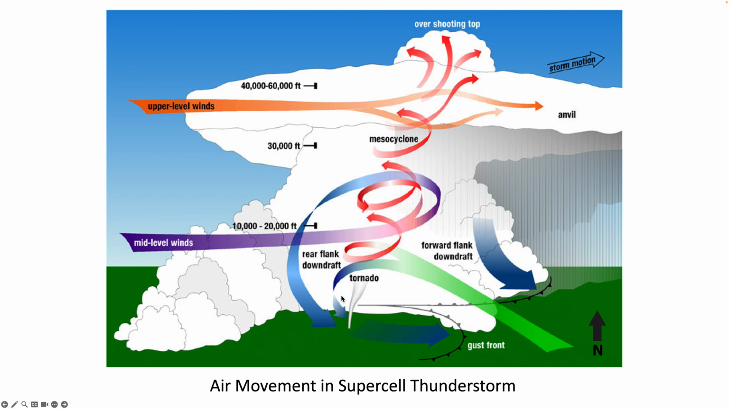So again, a lot of arrows twisting all over the place, but this just gives you a schematic of what we see inside of a supercell thunderstorm that is tornadic. And you can see the overall storm motion from southwest to northeast being steered by our upper level winds, and we talked about steering flow in a previous investigation.